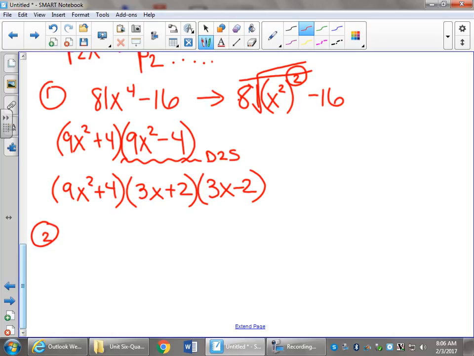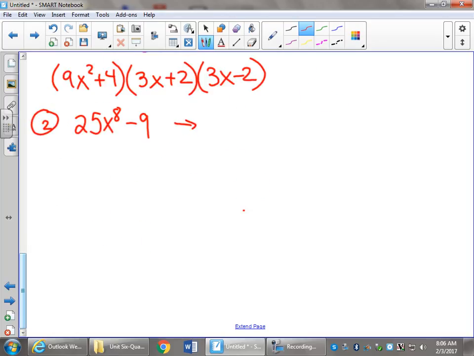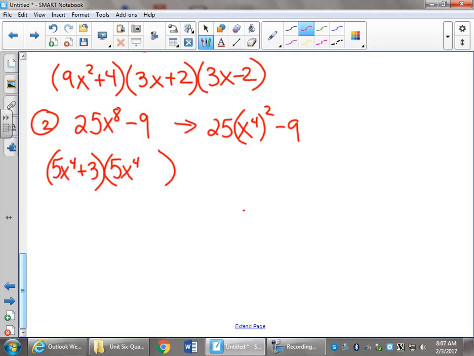Have you guys try this next one on your own. After I write it, you can pause. 25x to the 8th minus 9. Go through that one, then unpause to check your work. Again, I could technically rewrite this as 5x to the 4th power, squared, minus 3 squared, because 4 times 2 gives me that exponent of 8. I'm just rewriting that x as a power of 2 to show that it is a perfect square. If I set up my factors, we get 5x to the 4th plus 3 and 5x to the 4th minus 3, neither of which is a perfect square.